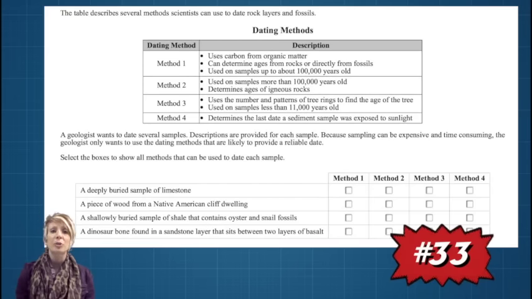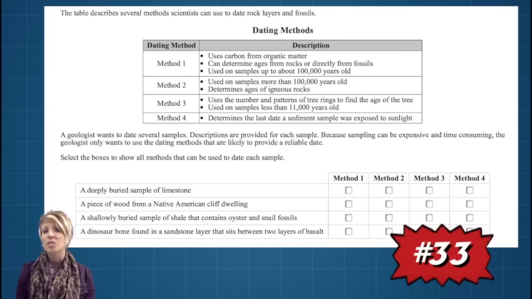Okay, question number 33. It says the table describes several methods scientists can use to date rock layers and fossils. So let's take a look at what these dating methods are. First of all, method number one, it uses carbon from organic matter. It can determine the ages of rocks or directly from fossils. And it's used on samples that are up to about 100,000 years old. That is one method to date rock layers and fossils.